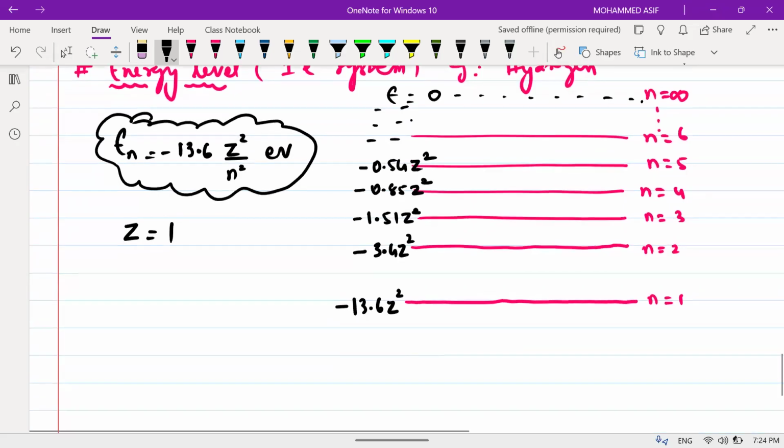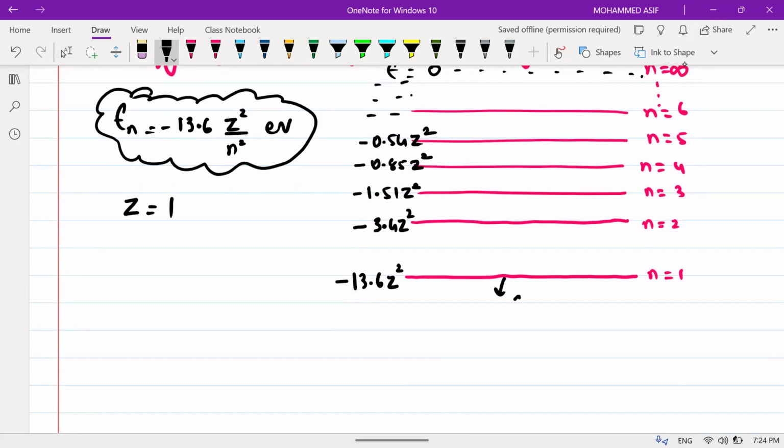n equals 1 is known as the ground state. n equals 2 is known as the first excited state. n equals 3 is known as the second excited state. Go on like that. Am I clear?